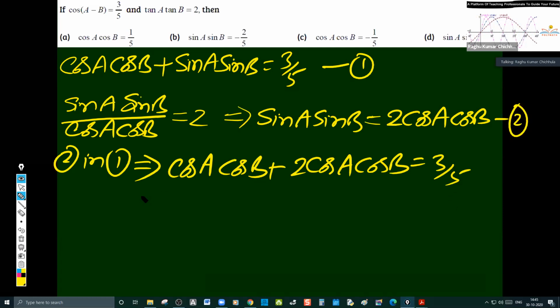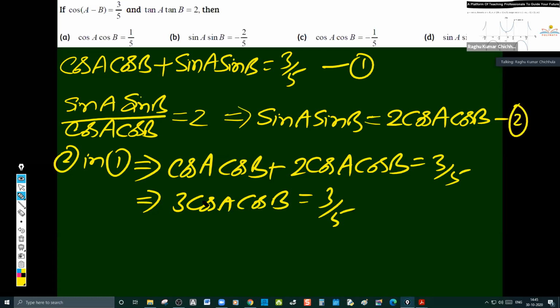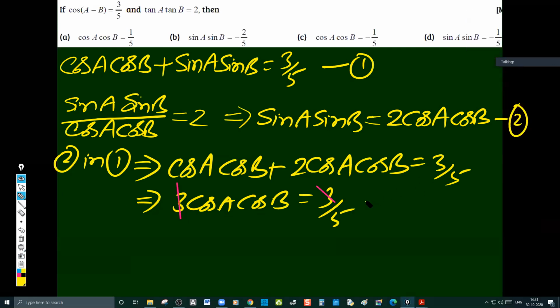Now cos A cos B plus 2 cos A cos B gives you 3 cos A cos B is equal to 3 by 5. The 3 gets cancelled on both sides, the common factor, and you get cos A cos B is equal to 1 by 5. Is it there? Just check it out. Yes, sir, first option.